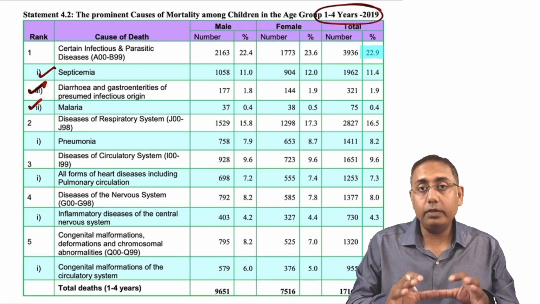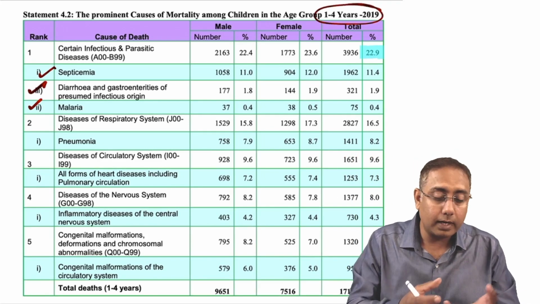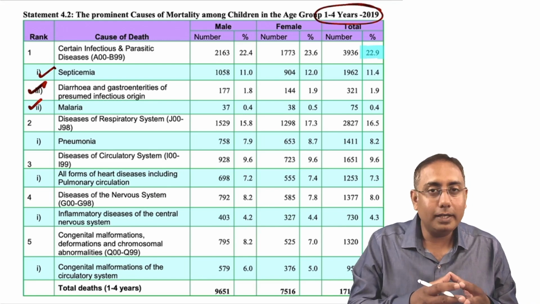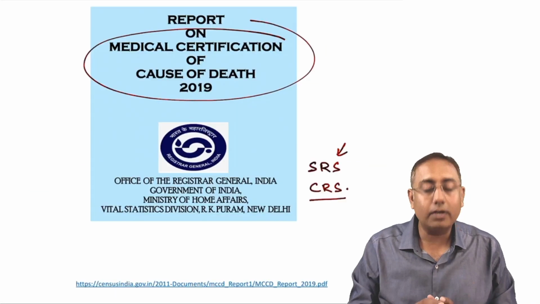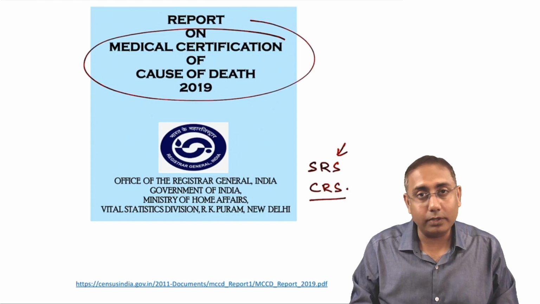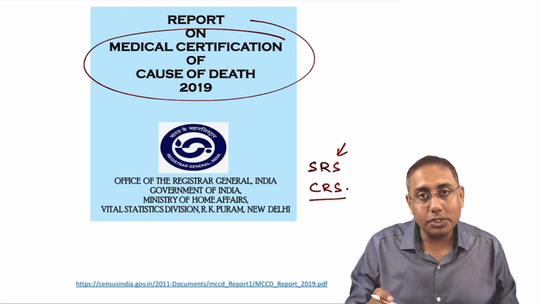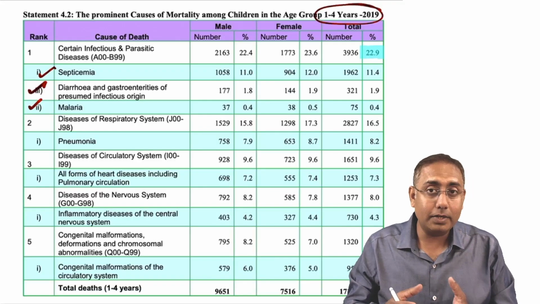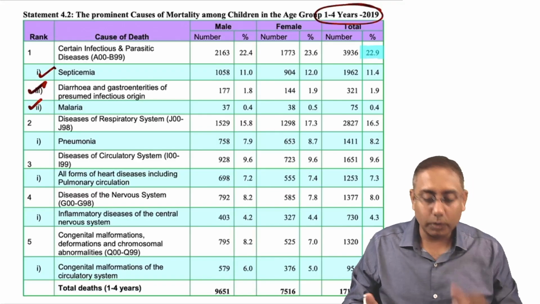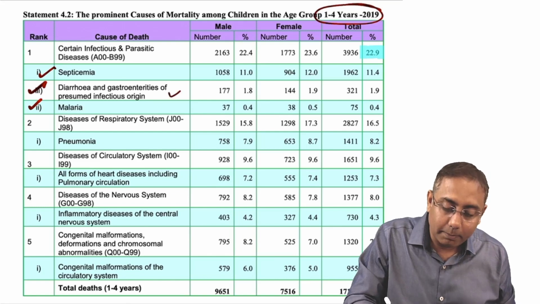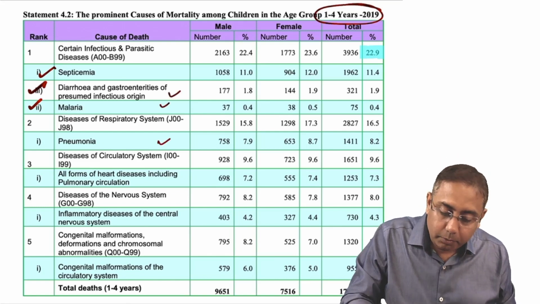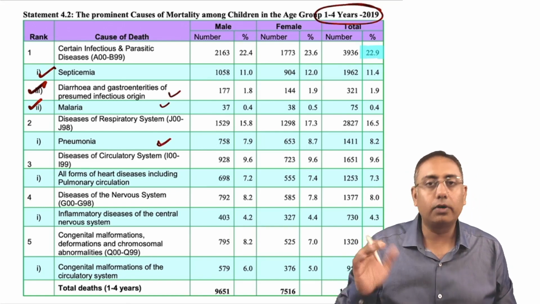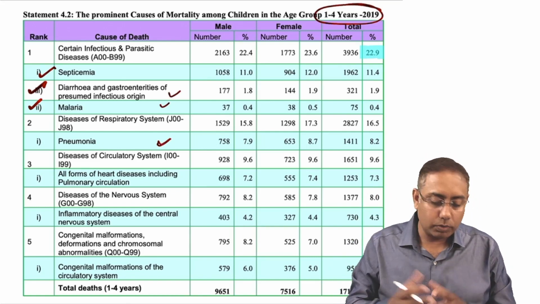So I'm telling you, the answer will change as far as what data you are talking about. So if you're talking of the CRS data or the medical certification of cause of death 2019 by the sample registration system or the CRS, that data will give us that the maximum chance of death was for diarrheal diseases, followed by malaria, followed by pneumonia, and injuries are nowhere in the top 7-8 list. So probably this question was not there.